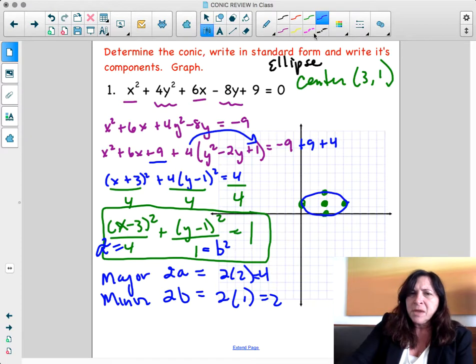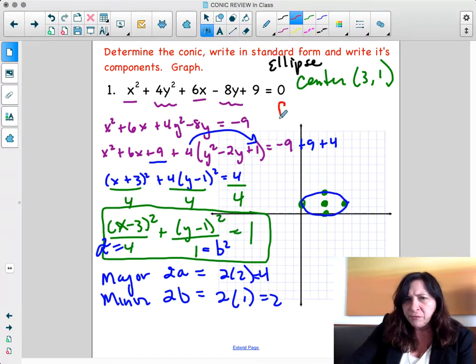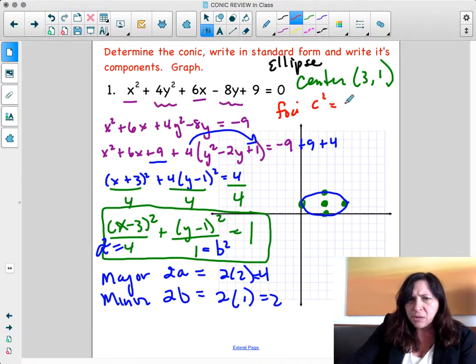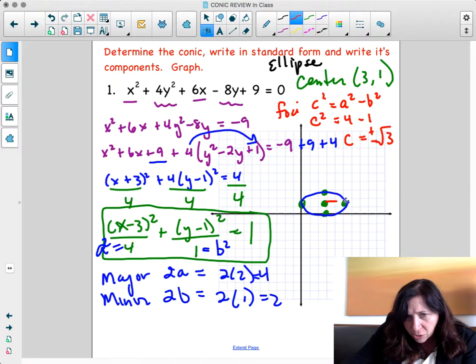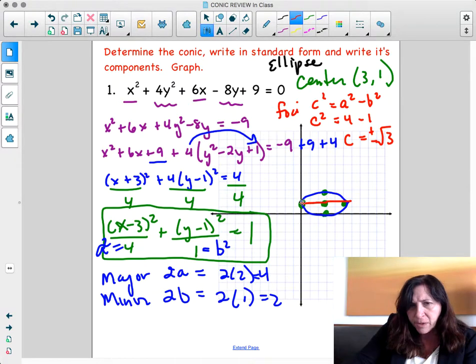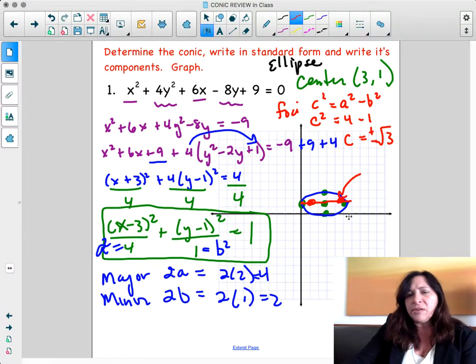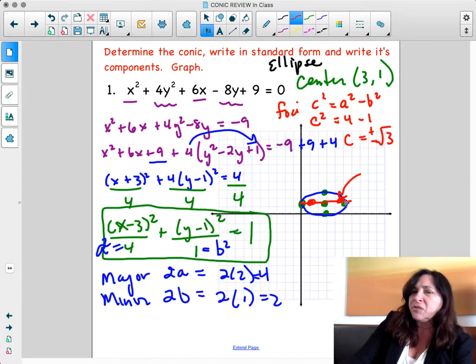Also, same with b. The only thing we have left to do is to find the focal points, or the foci. The foci are at c squared equals a squared minus b squared. So c squared equals my a squared, 4, minus 1. So c equals plus or minus the square root of 3. That means I'm going to go to the right the square root of 3 and to the left the square root of 3. That value right there is not at my vertex. It's close to it, but it's not at it.